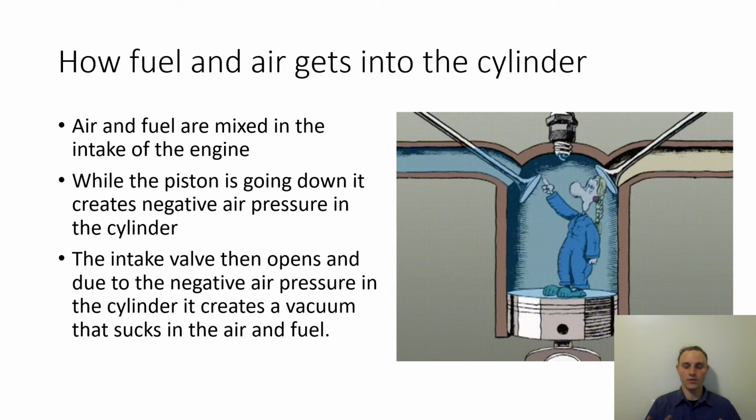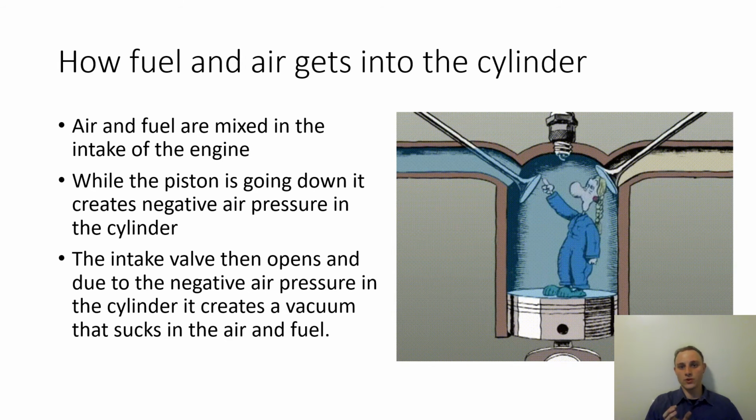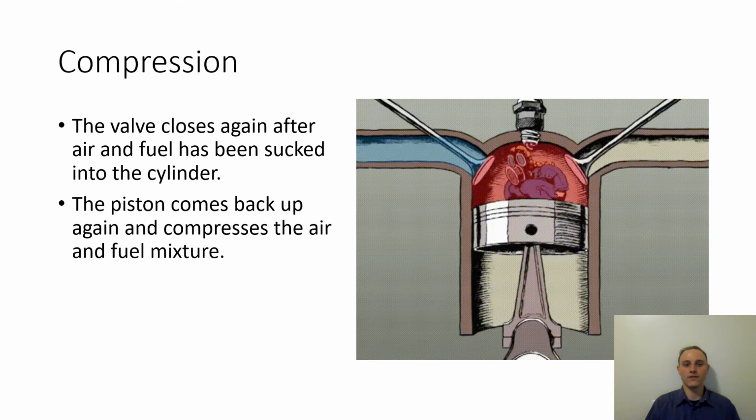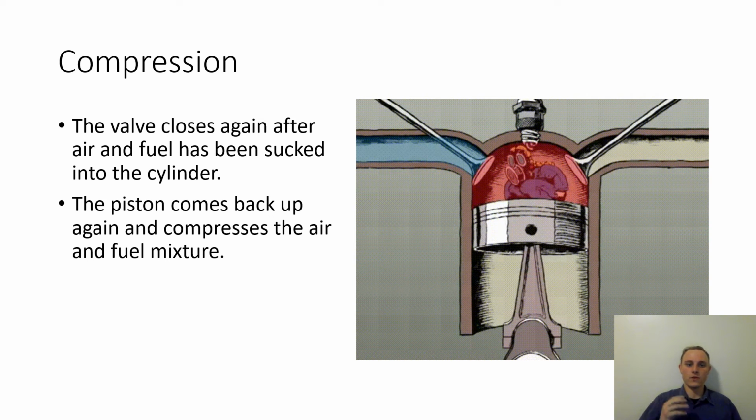So how air and fuel gets into the cylinder is, air and fuel are mixed in the intake of the engine, and while the piston is going down, it creates negative air pressure in the cylinder. When that negative air pressure is created, the intake valve will open, and due to that negative air pressure, it will create a vacuum in the cylinder that will suck in the air and fuel. After that, the valve closes again after the air and fuel has been sucked in, and the piston comes back up, compressing the air and fuel in the cylinder.